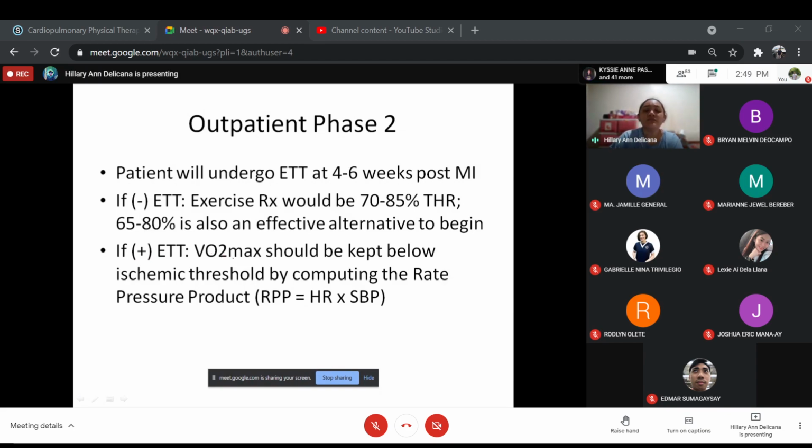And let's say, for example, in the ETT there is still ischemia present, and the patient is positive for ETT. So the maximal oxygen uptake of the patient should be kept below the ischemic threshold by computing the rate pressure product. So how do you compute the rate pressure product? You compute this by getting the heart rate of the patient, the resting heart rate, times the systolic blood pressure. Let's say, for example, the patient has a resting heart rate of 60, times a systolic blood pressure of 110. So you multiply that, what do you get?